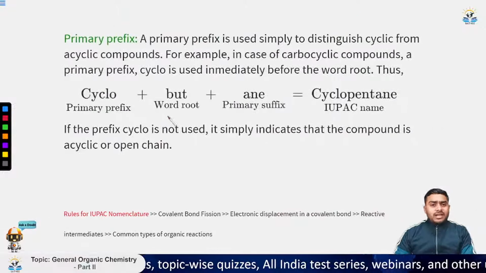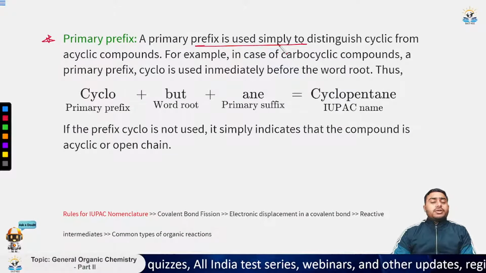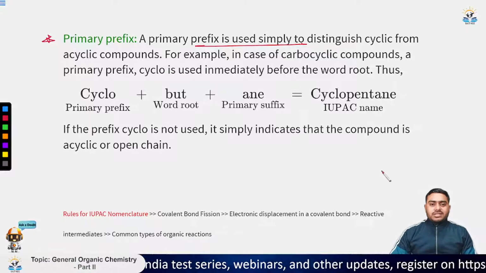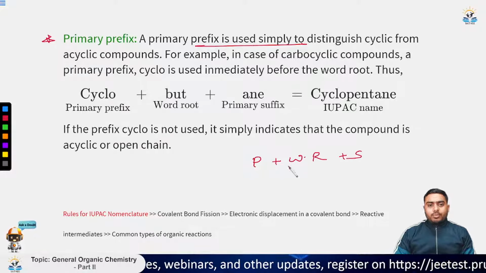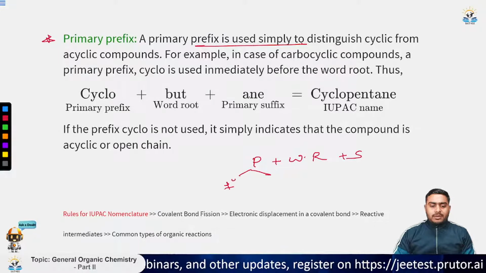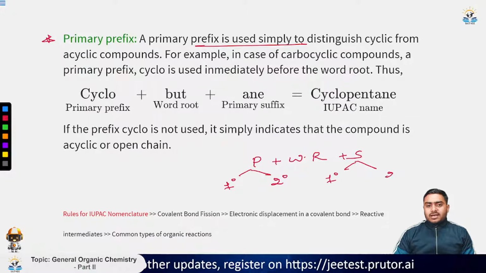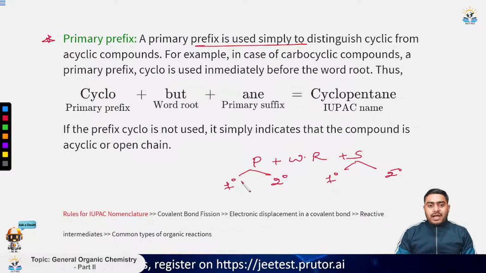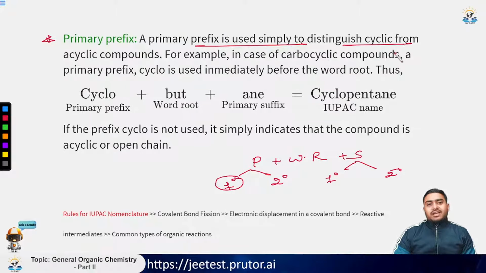Okay, let's continue with the primary prefix. Primary prefix is used simply to distinguish cyclic. As I told you already, we have 3 things: prefix, then word root, then suffix. Prefix 2 types, primary, secondary. Suffix 2 types, primary, secondary. In prefix we have 2 types, primary and secondary, and primary prefix basically distinguishes cyclic from acyclic.